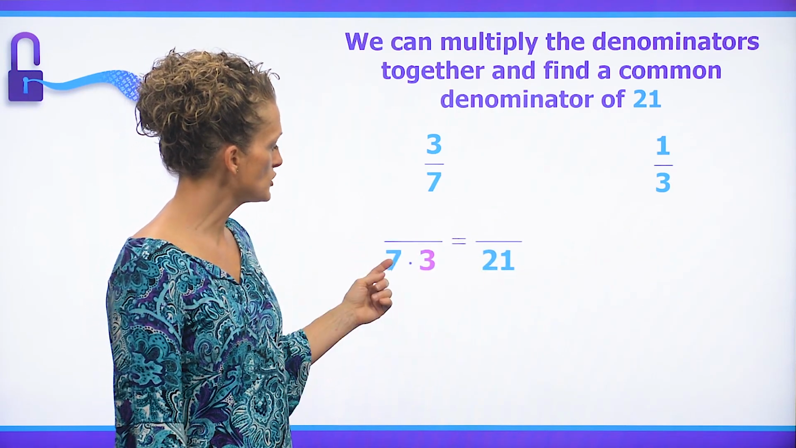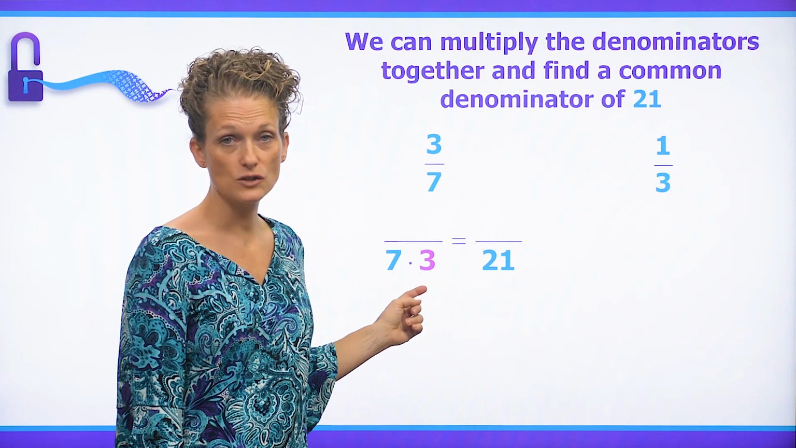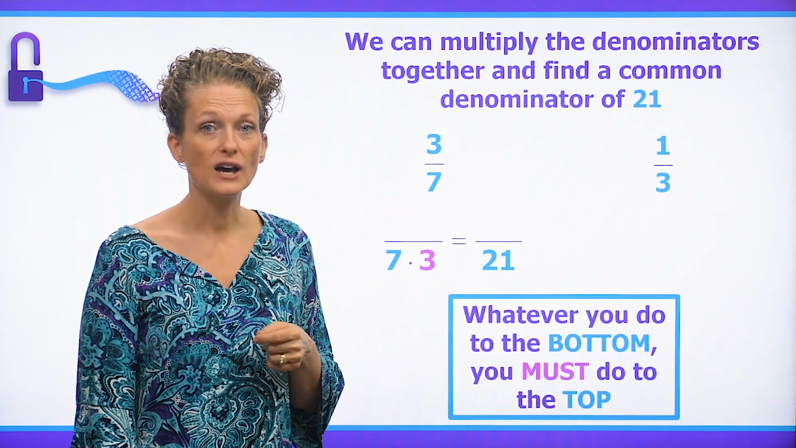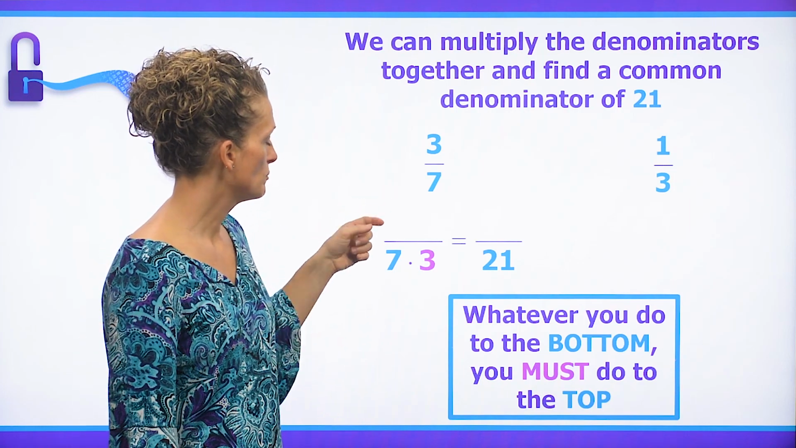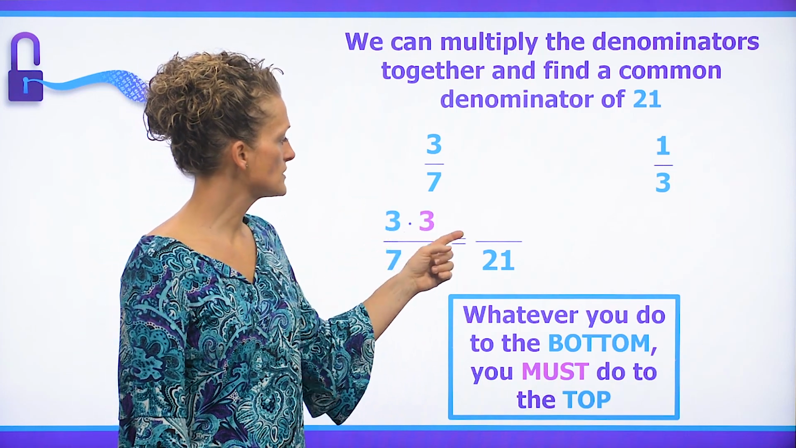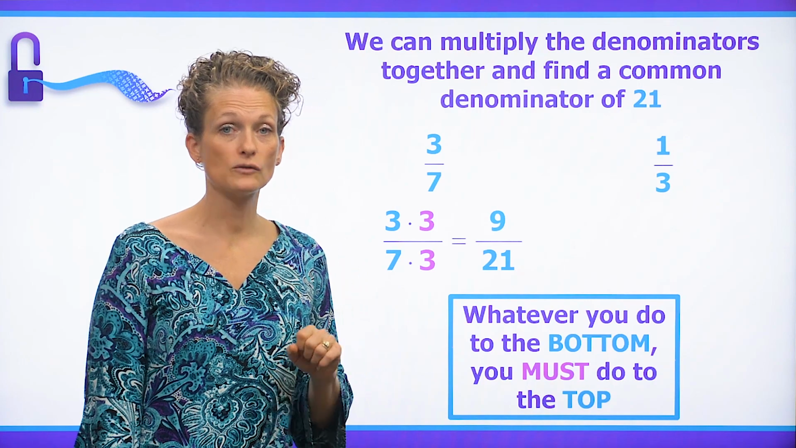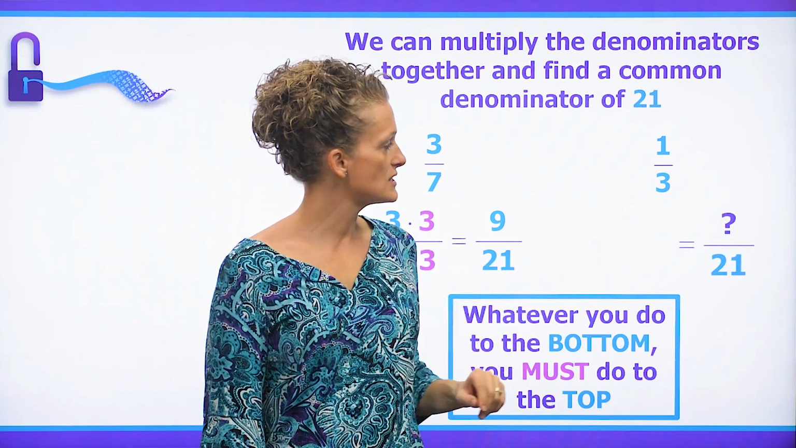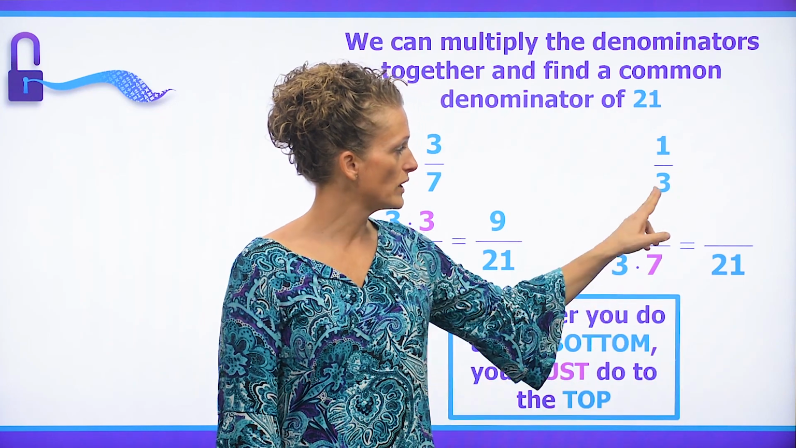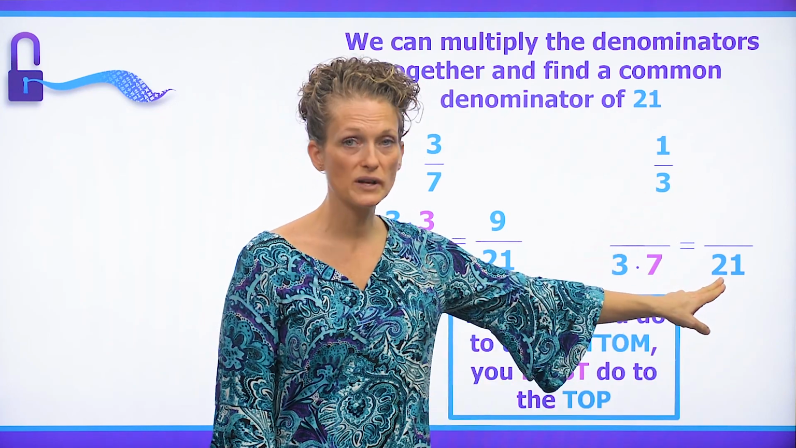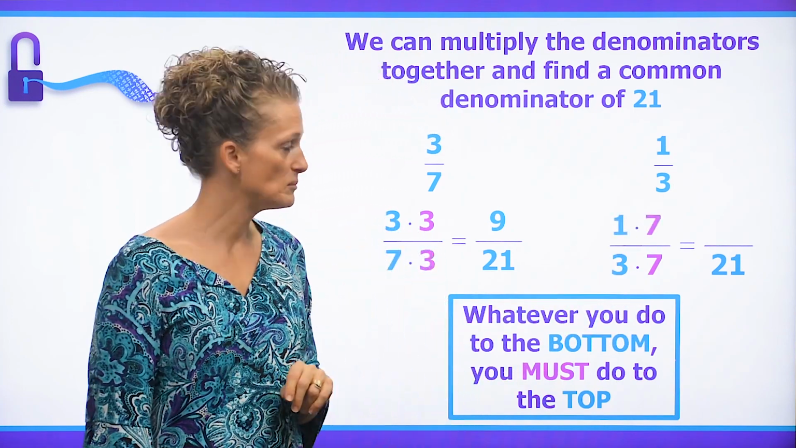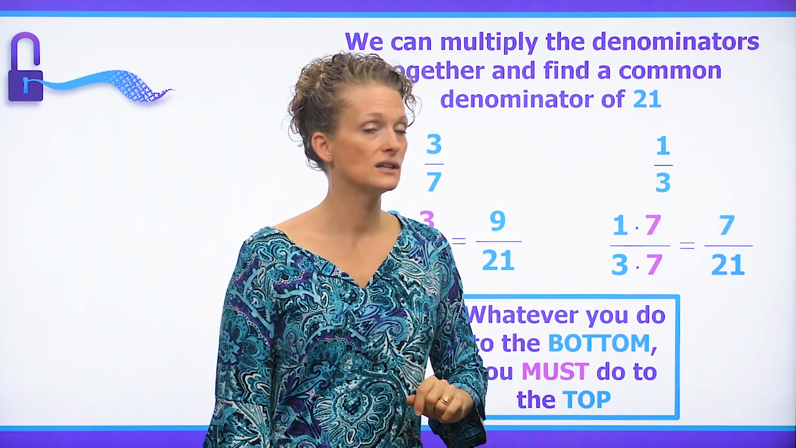All right, so we need to find out how we get 21. What did we have to multiply 7 by to get 21? And the answer is 3. So if we multiply the denominator by 3, we have got to multiply the numerator by 3 as well. So 3 times 3 gives us 9. So we have 9/21. It's equivalent to 3/7. And now let's do the same thing for 1/3. What did we have to multiply 3 by to get 21? The answer is 7. So we have to also multiply the top by 7. 1 times 7 is 7.